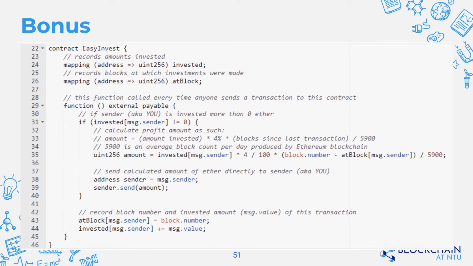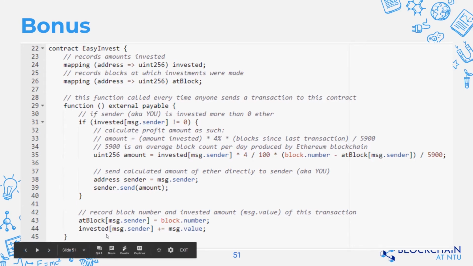And then this sender is basically me, right? Because I'm the one sending money to this contract. So sender.send amount. This contract is going to send me back 4% of my investment, which is 40 Ether, which sounds like a pretty good deal, right? And over here, you have invested, which is the mapping, plus equals to the value.